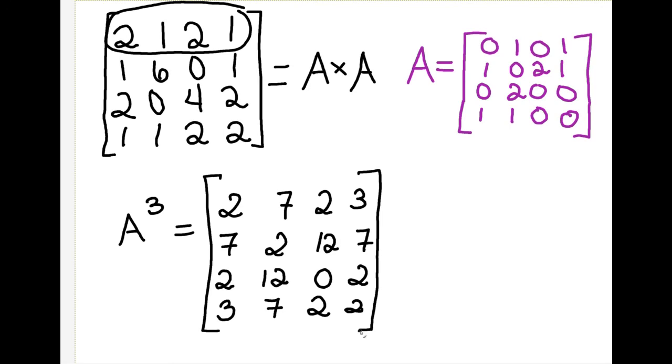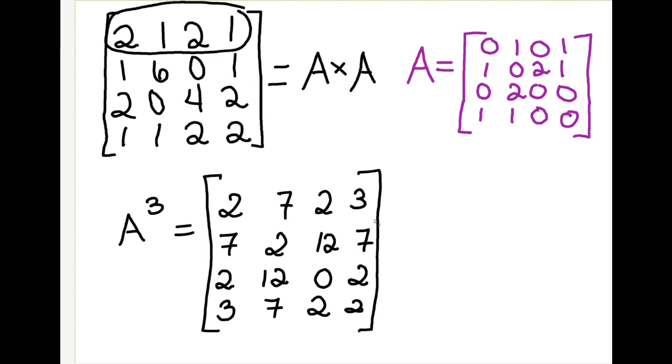So once you've completed the multiplication, we have here A cubed, which is a representation of the number of 3-step walks in G for each pair of vertices. So to bring this all back to where we started, each row corresponds to a vertex. So this is vertex 1, vertex 2, vertex 3, vertex 4. Each column also corresponds to the vertices in order. So vertex 1, vertex 2, vertex 3, and vertex 4.